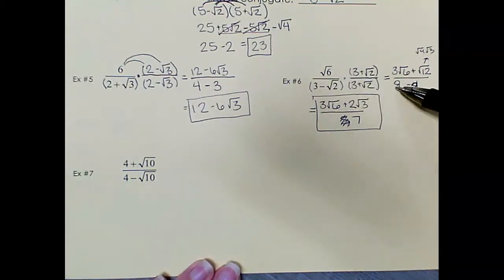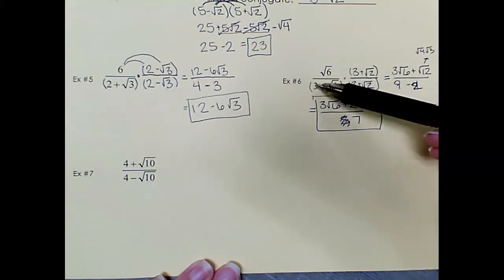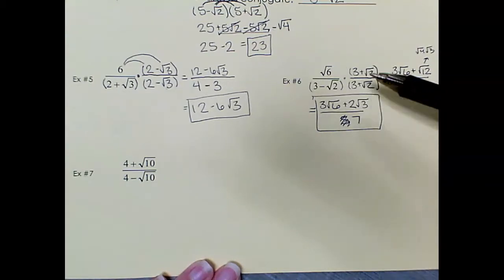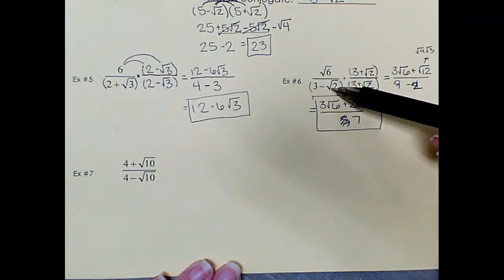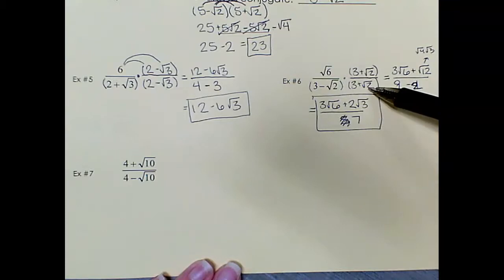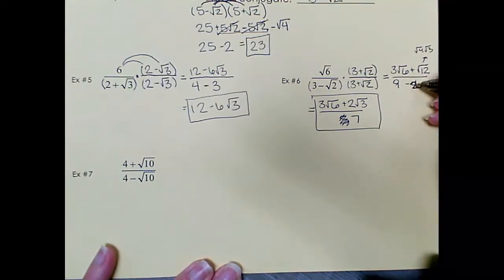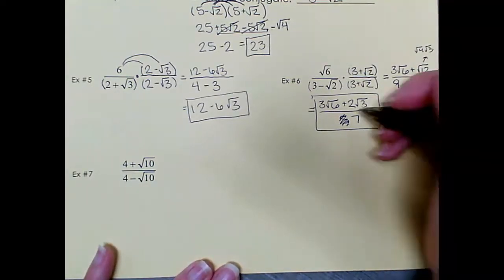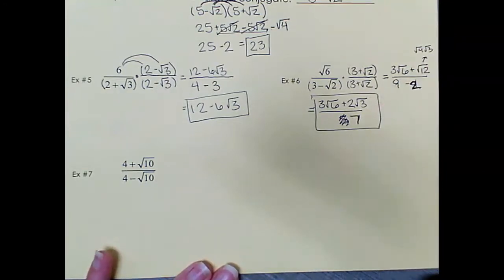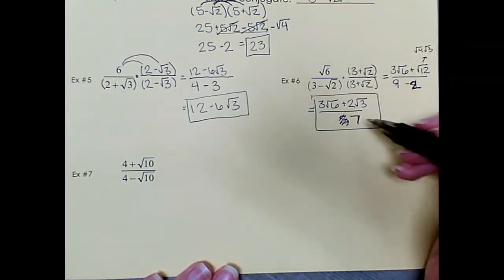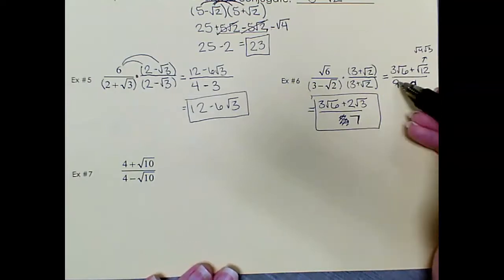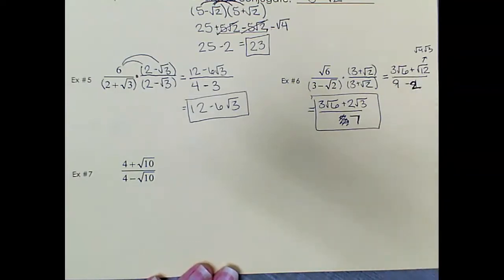3 times 3 is 9. And 3 times square root of 2 will cancel out with negative square root of 2 times 3. And then here, the negative square root of 2 times the square root of 2 is not 4, and I put 4. It's actually minus the square root of 4, which is 2. So I would have had this denominator wrong because I was thinking that it was 9 minus 4 to give me 5, and really it was 9 minus 2 to give me 7. So be careful.